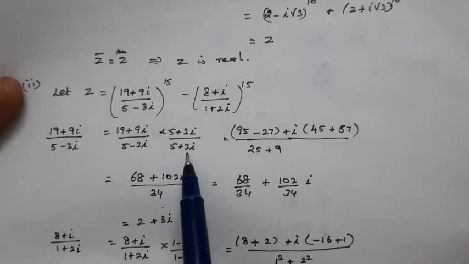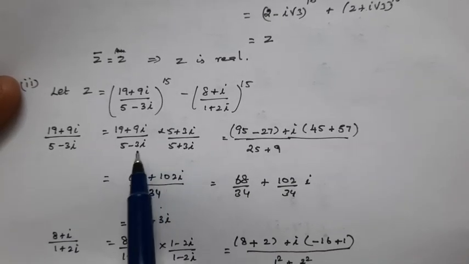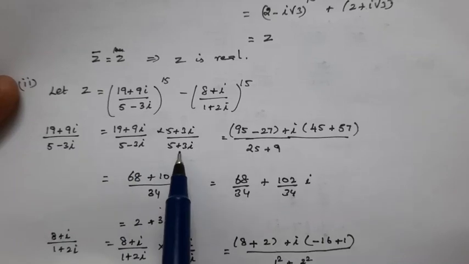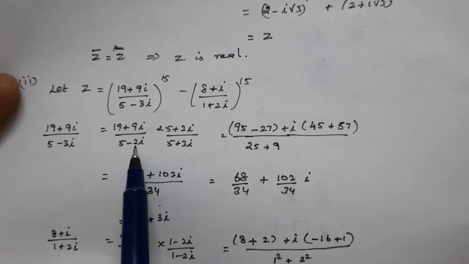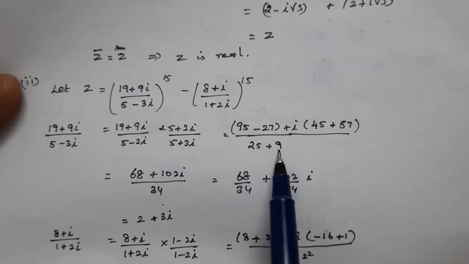So (5 + 3i)/(5 + 3i). So what happened to the denominator? The product of these two will be 5 squared plus 3 squared. Leave the sign, simply take the number. 5 squared plus 3 squared, that is 25 plus 9.